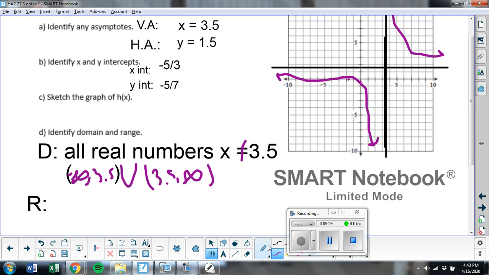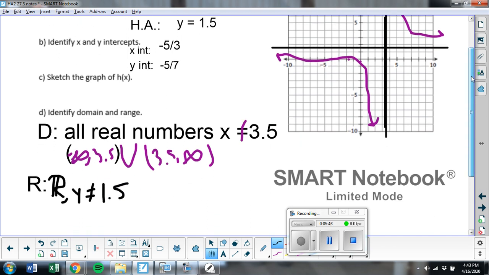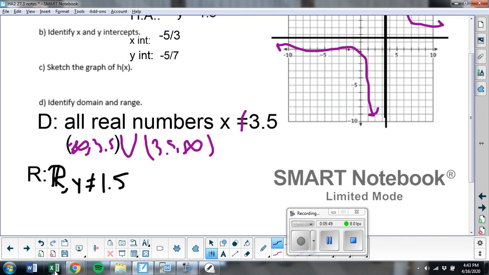Sometimes we write all real numbers. You guys know the symbol for all real numbers. All real numbers, except y cannot be, what y value can't I have? Can't have a height of 1.5. Or I don't have a value of 1.5. If I don't tell you what notation to write, you can write it like that. If I say interval, you have to write it like an interval. If I say set, you got to write set. The other one is inequality, so let's do inequality.